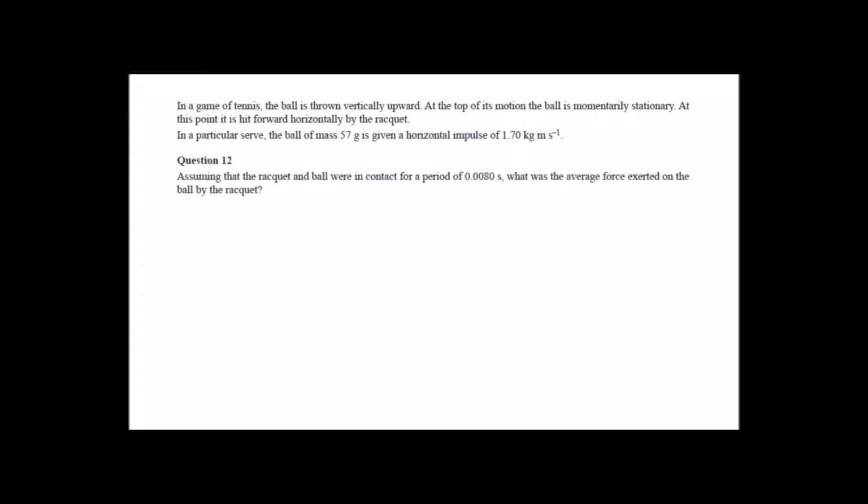Okay, so first question. In a game of tennis, a ball is thrown vertically upwards. At the top of its motion, it's momentarily stationary. At this point, it is hit forward horizontally by the racket. And in a particular serve, the ball of mass 57 grams is given a horizontal impulse of 1.7 kilogram meters per second.